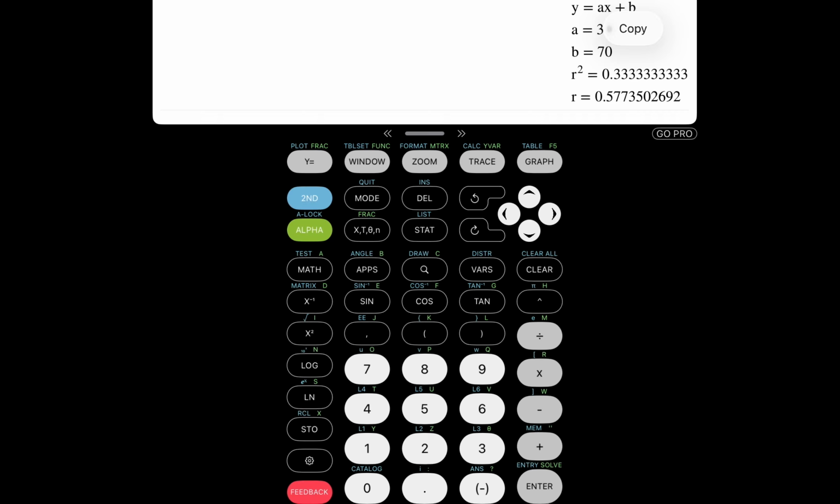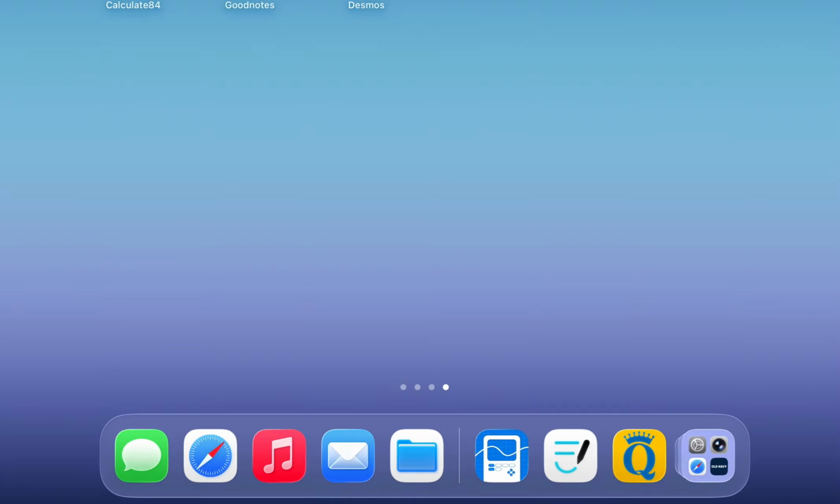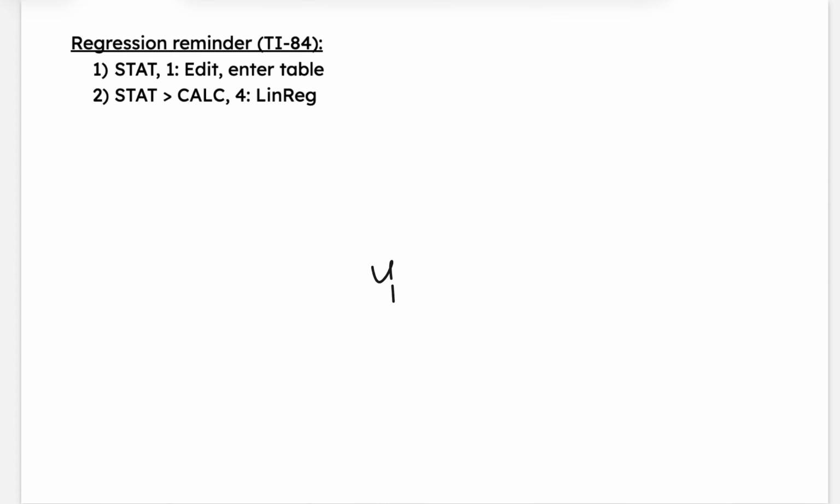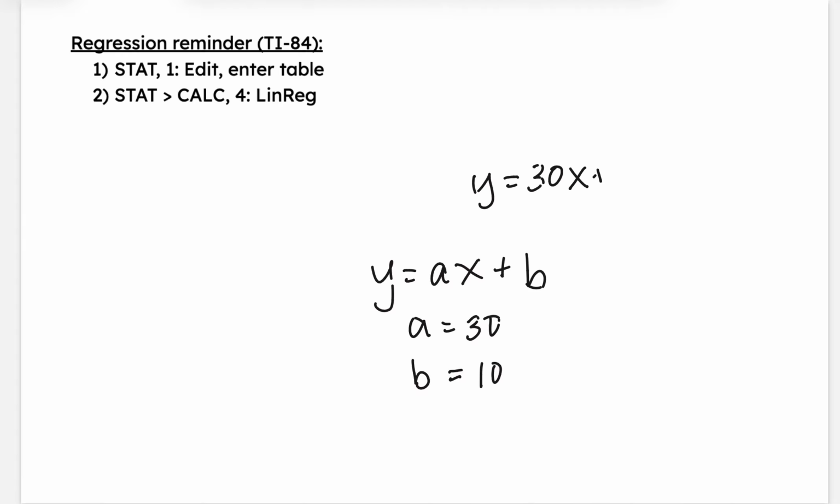But so the correct answer, if we go back to our thing, should be y equals ax plus b. You should get that the a value is 30 and the b value is 10. So we should get y equals 30x plus 10. I'm not sure why the app is giving us the incorrect answer, but you can double check that on your calculator.